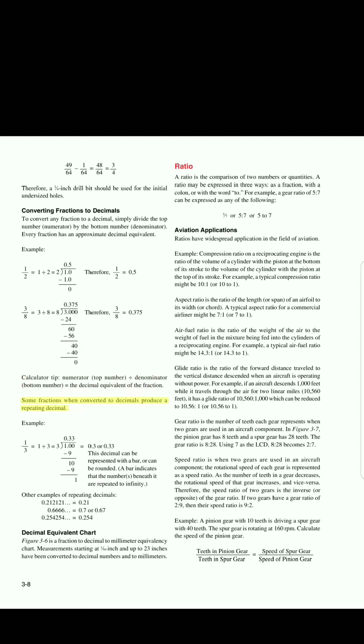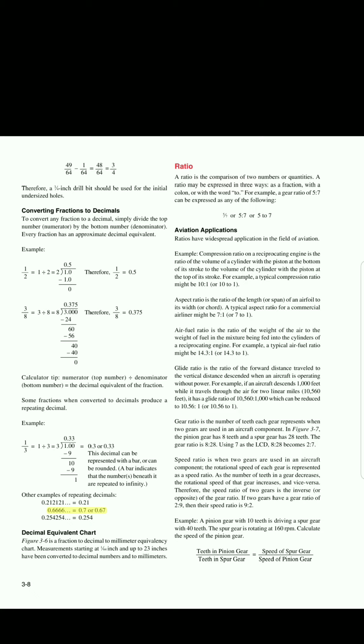Some fractions when converted to decimals produce a repeating decimal. Example. 1/3 equals 1 divided by 3 equals 0.333. This decimal can be represented with a bar, or can be rounded. A bar indicates that the numbers beneath it are repeated to infinity. Other examples of repeating decimals. 0.212121 equals 0.21 with a bar.